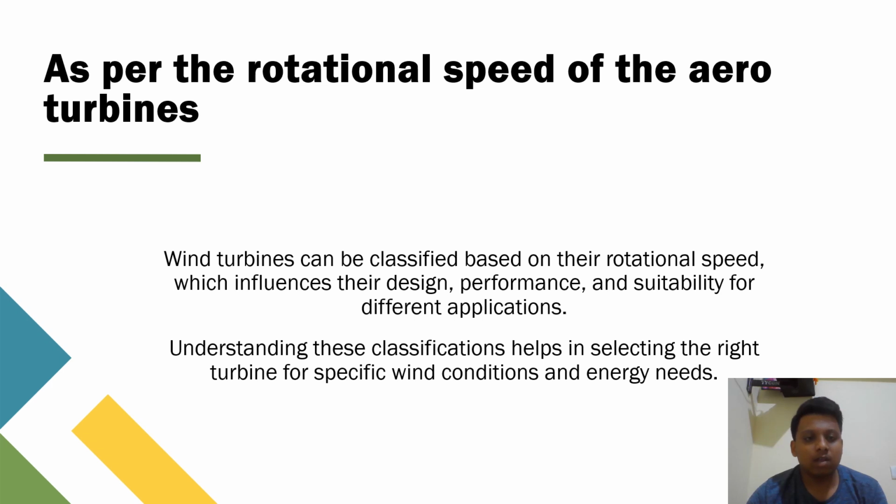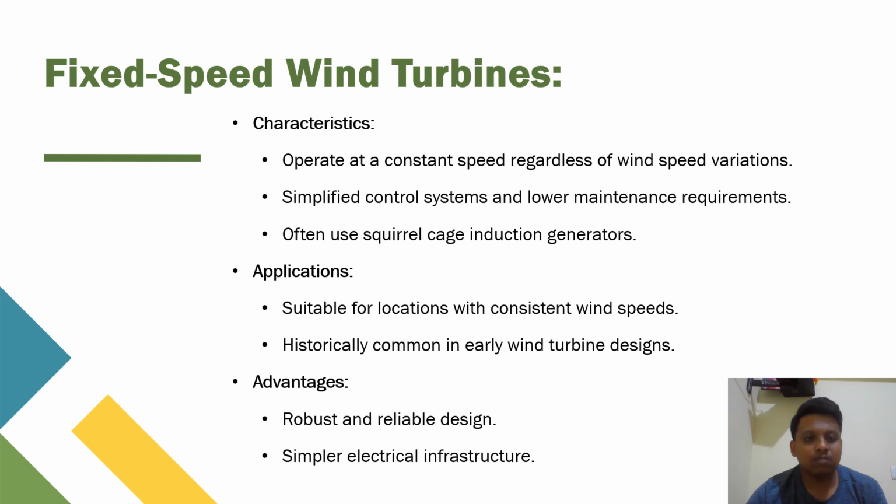Now let us look at another classification, that is as per the rotor speed of aero turbines. Wind turbines can be classified based on the rotation speed, which influences their design, performance and suitability for different applications. Understanding this classification helps in selecting the right turbine for specific wind conditions and energy needs. Now let us look into the first one, that is fixed speed wind turbine.